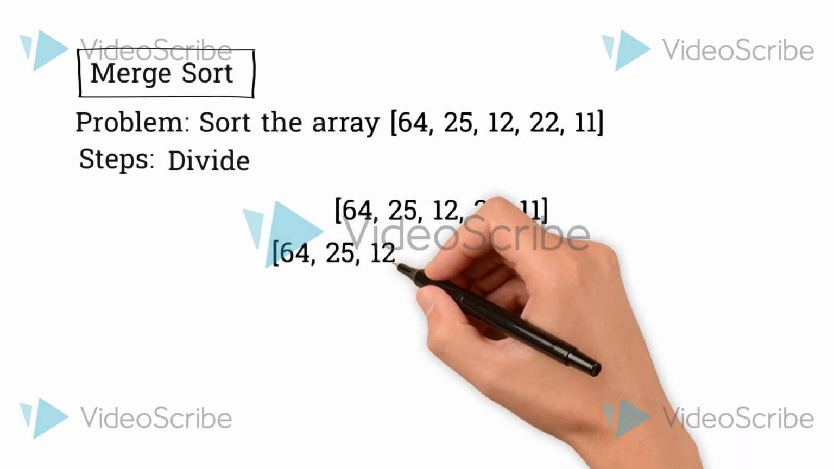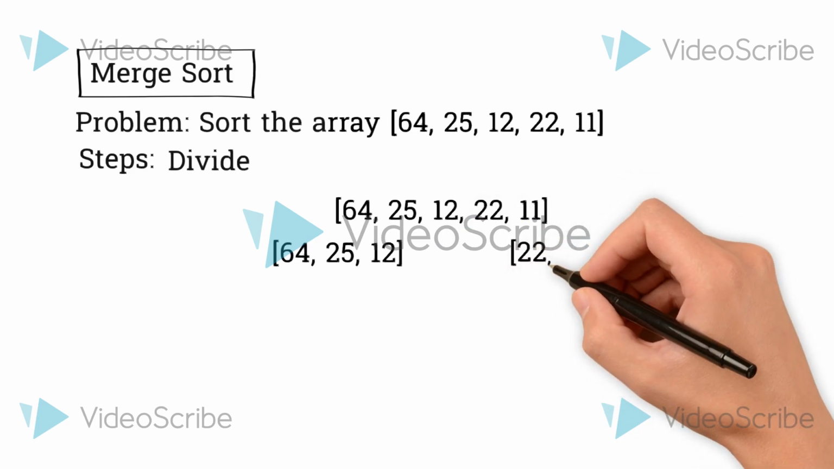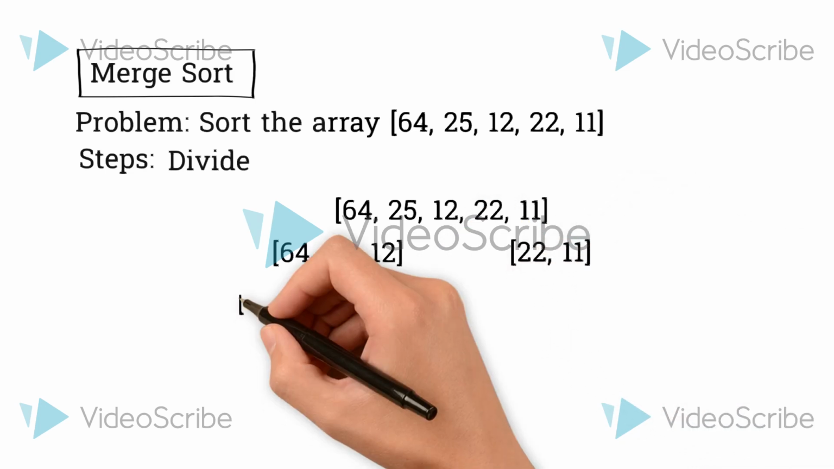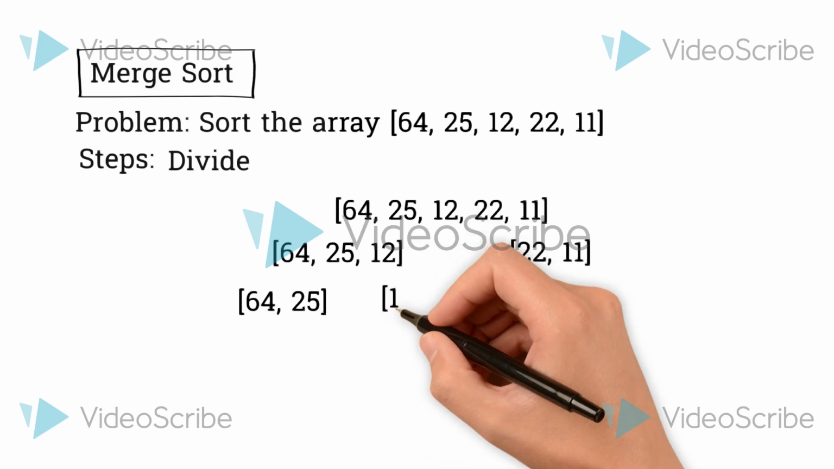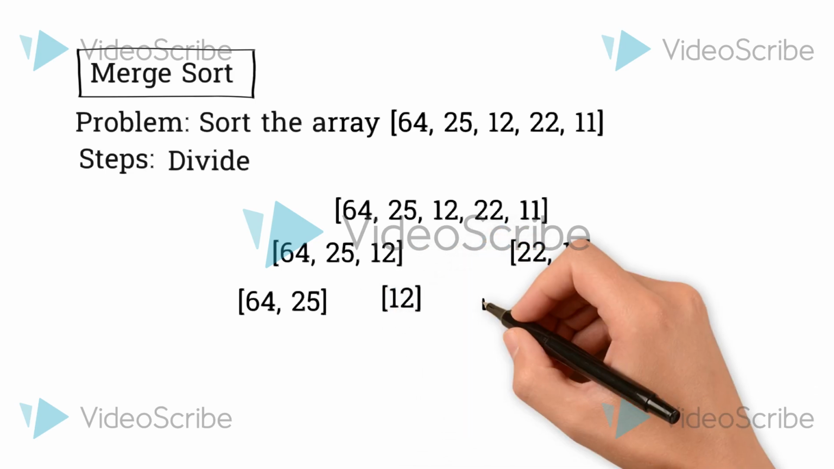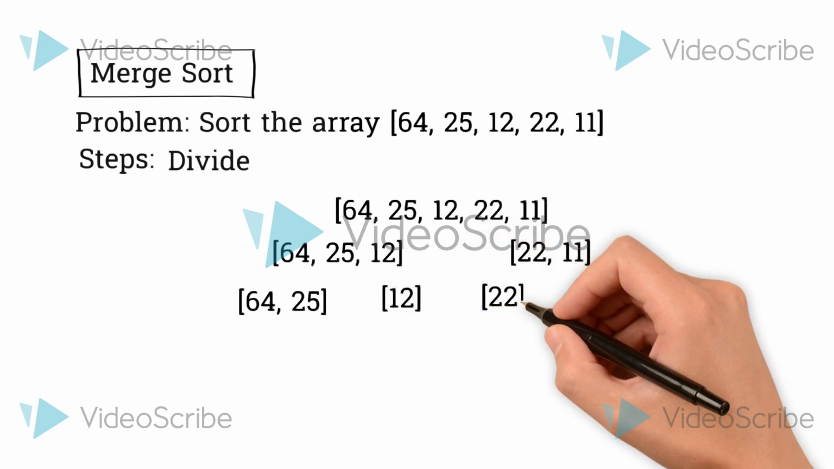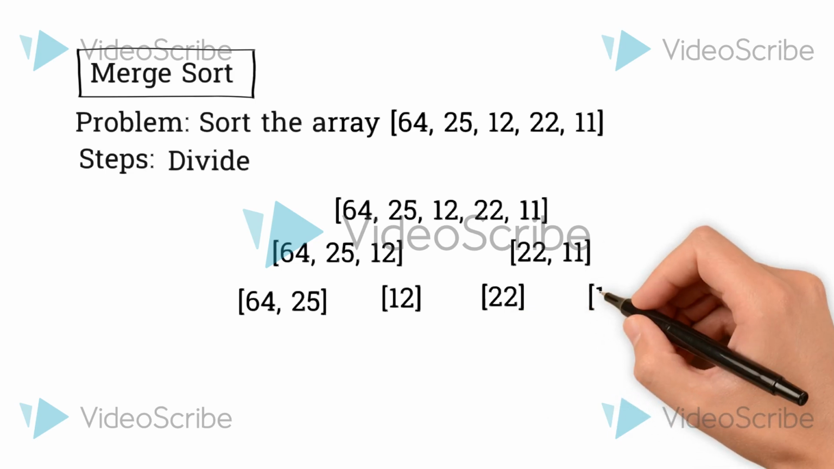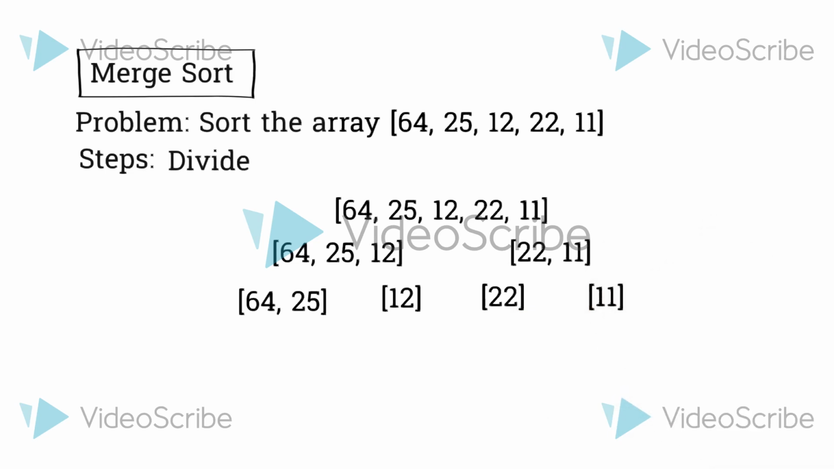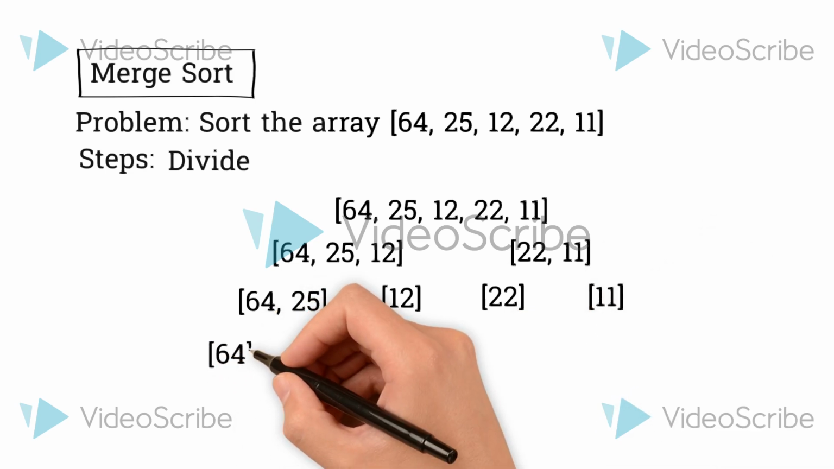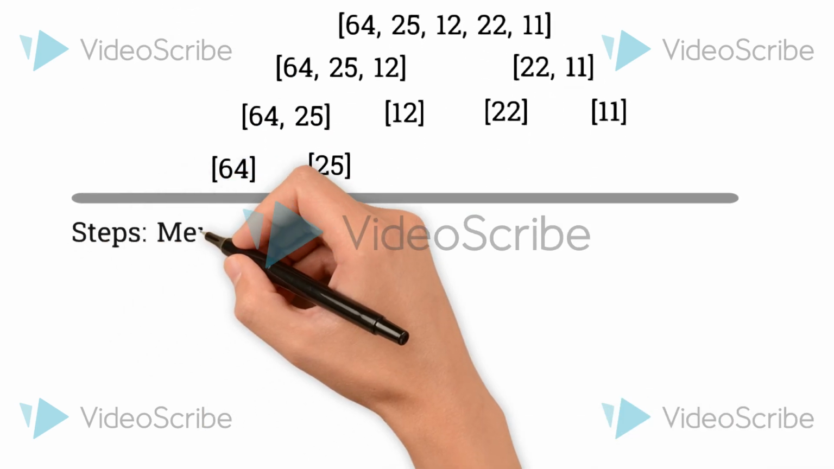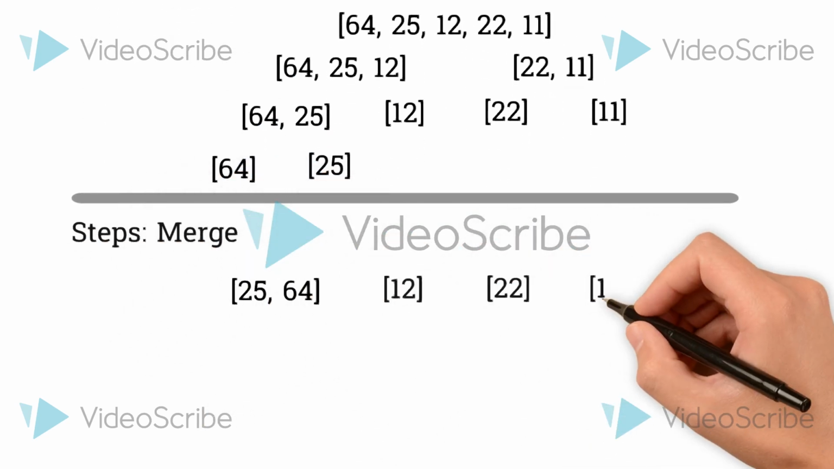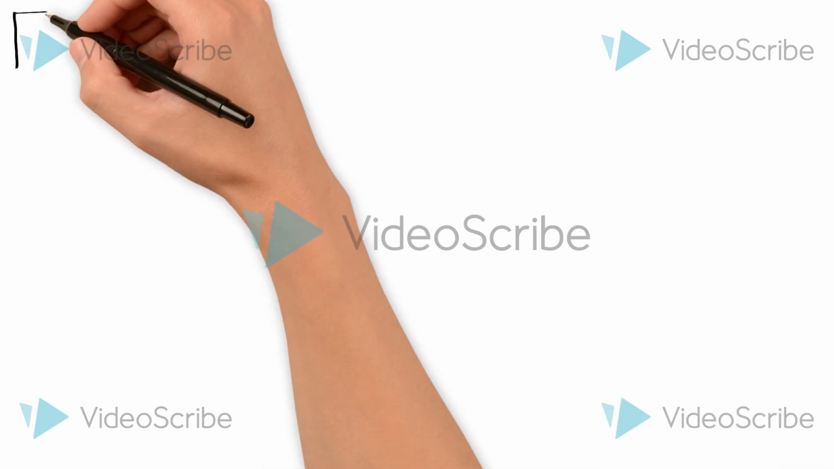At the first layer, we pick 12 as the middle element and split it into two halves. At the second layer, we pick 25 as the middle element, split it into two halves, and pick 22 as the middle element, split it into two halves. At the third layer, we pick 64 as the middle element and split it into two halves. Finally, we have a single element in each subarray. Next, we repeatedly merge the sorted subarrays back together to produce a fully sorted array.